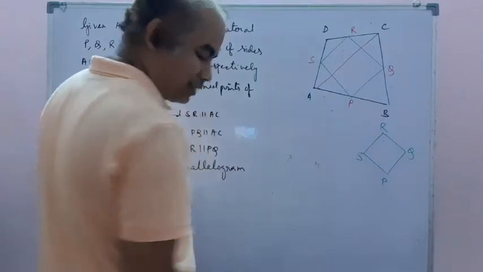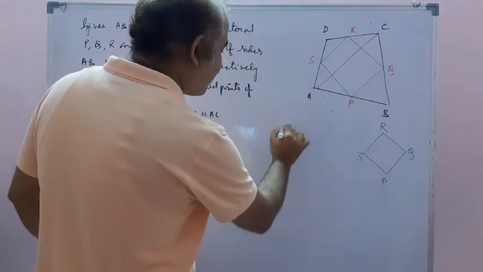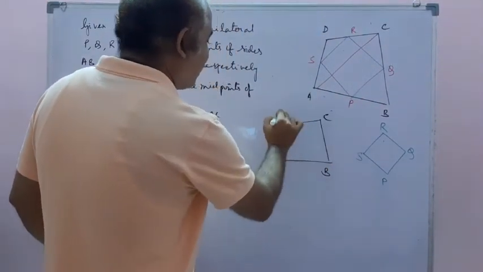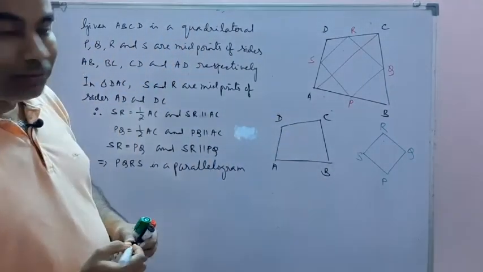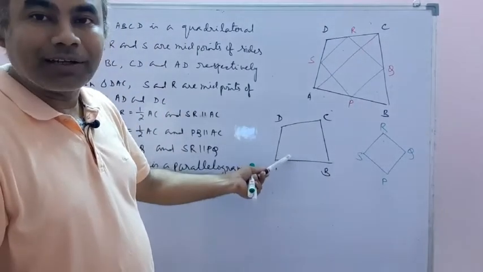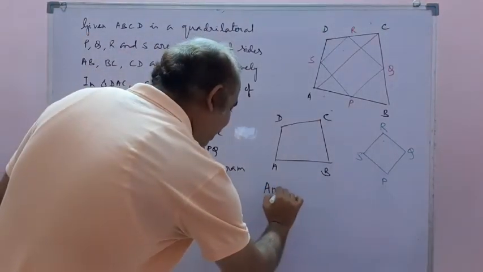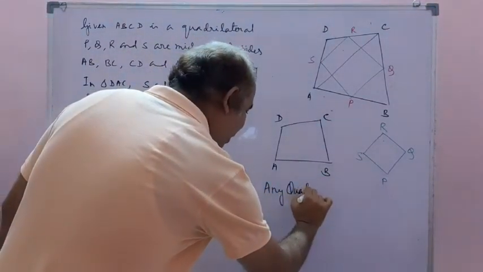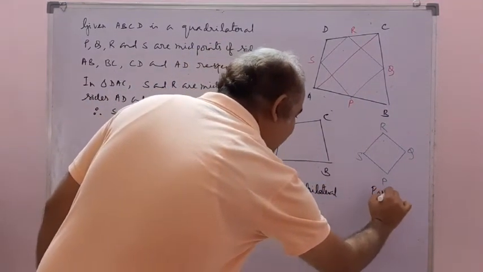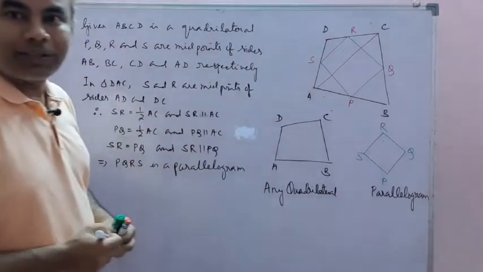Next, let me draw these two separately. Let me once again draw the quadrilateral ABCD. And when you join the midpoints of the four sides of the quadrilateral ABCD, what you get is PQRS. ABCD is any quadrilateral, PQRS is a parallelogram. ABCD is any quadrilateral, but PQRS is always a parallelogram. That we have proved.